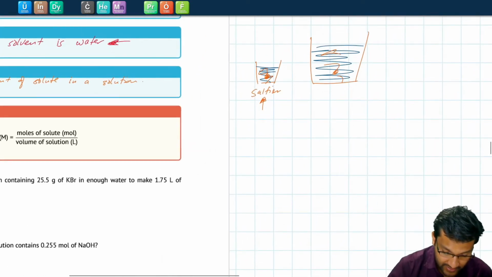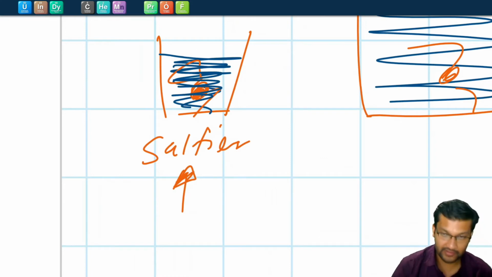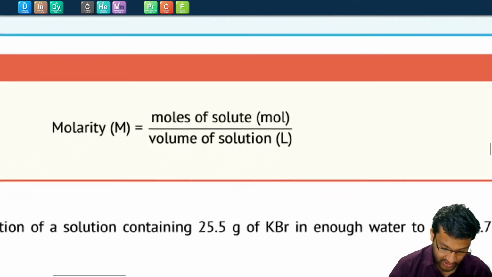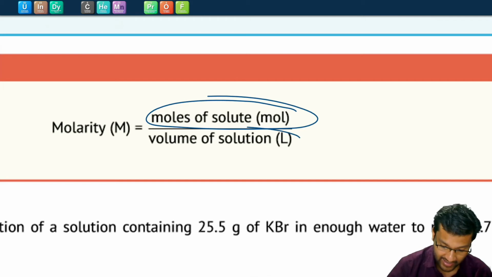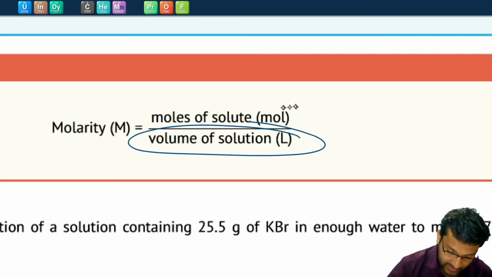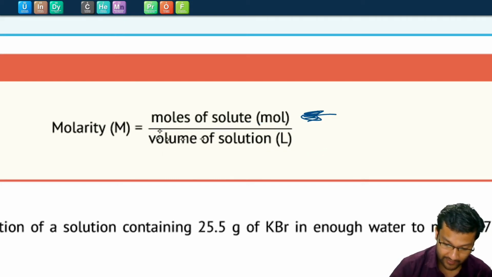So there are two things here to determine the concentration: the amount of salt that we started with and the amount of water that we dissolved it in. So as you would guess, the concentration can be calculated using the amount of solute and the amount of total solution that we end up having. The amount of solute we typically measure in number of moles, whereas the volume, the total amount of solution that we have, is usually measured in liters.